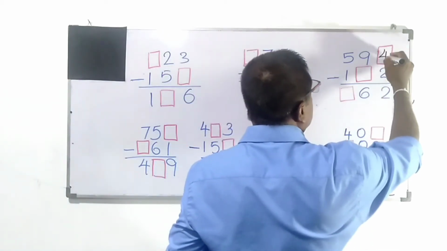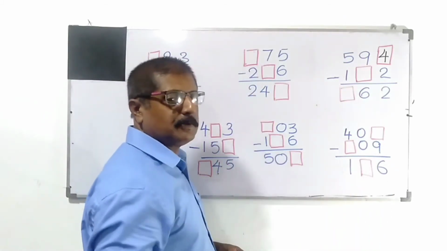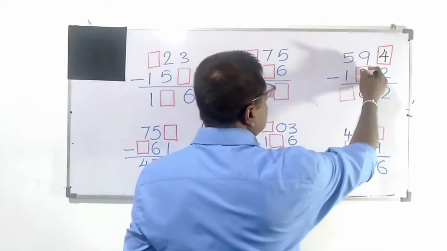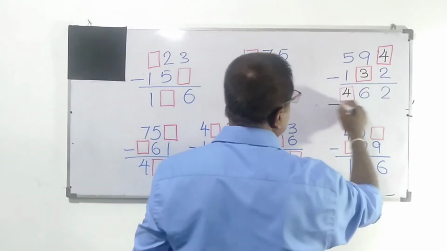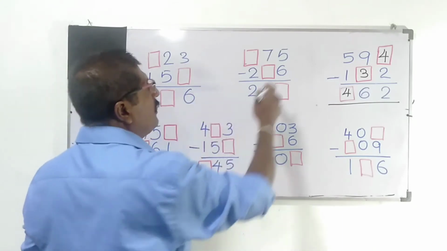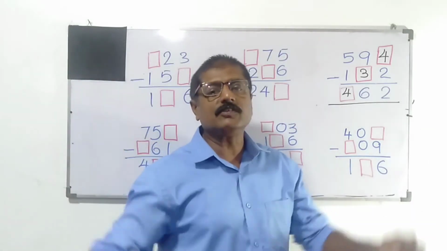That is 4. Then in here from 9, what is the number that you happen to subtract to get 6? That is 3. And this is 1 from 5. That is 4. Okay. Then this one. From 5, you happen to subtract 6. Can you do it? No, it's not possible.